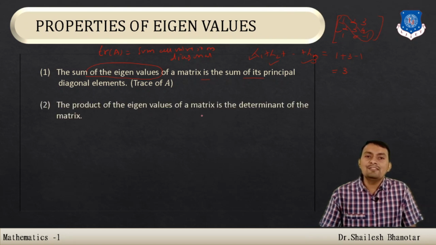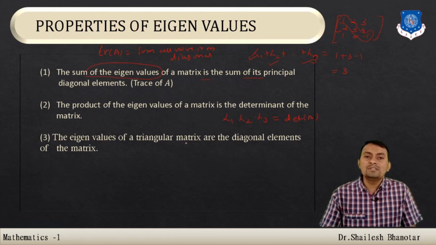The product of the eigenvalues of matrix A is the determinant of the matrix A. Suppose our eigenvalues are lambda 1, lambda 2 and lambda 3. When you take their product, that will be exactly the determinant of the matrix A.